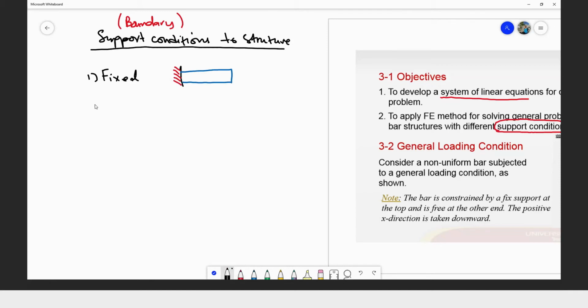Yang keduanya, we can have roller. Kita okay, bolehlah fixed roller.